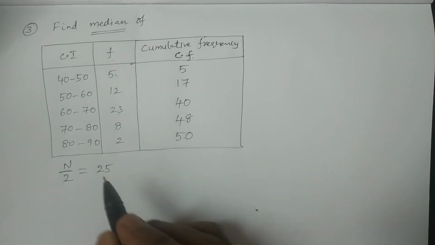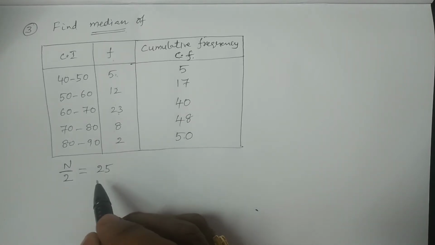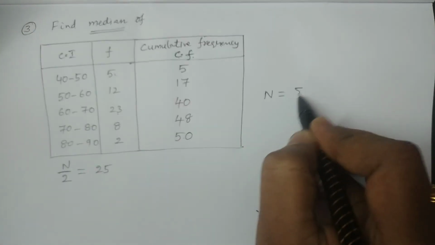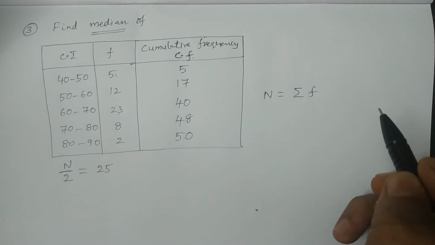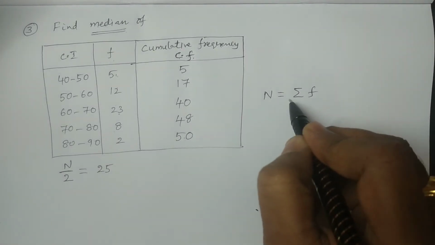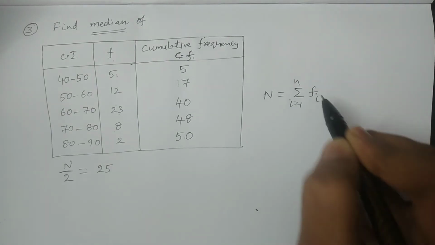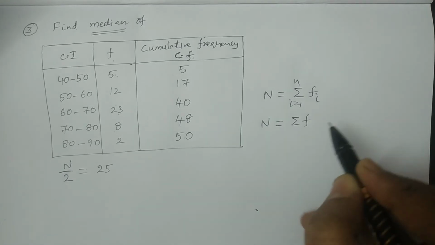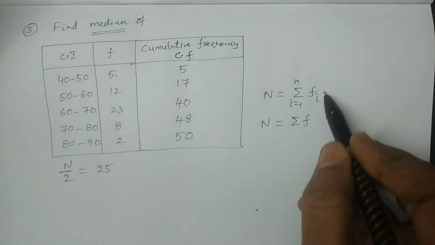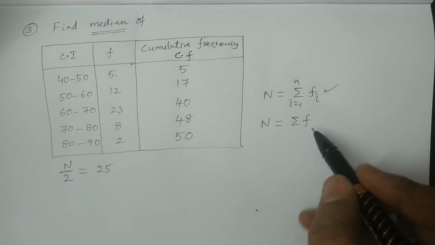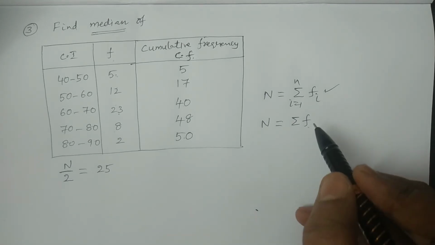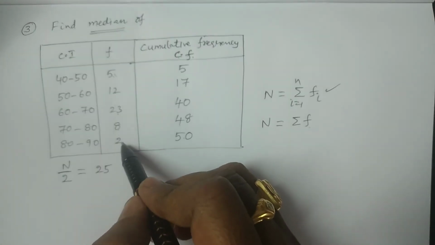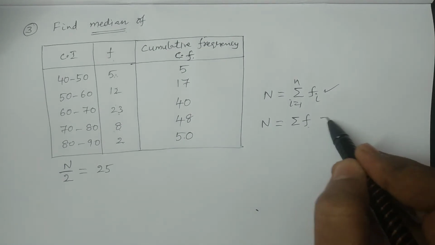So n by 2 is equal to 25. What is n? N is total frequency, that is, n is equal to summation f. If you want to write it with an index, summation i equals 1 to n of f_i, this is the formula; if you are not indicating i, then this is the formula. So summation f is nothing but 5 plus 12 plus 23 plus 8 plus 2, that is, n is equal to 50.